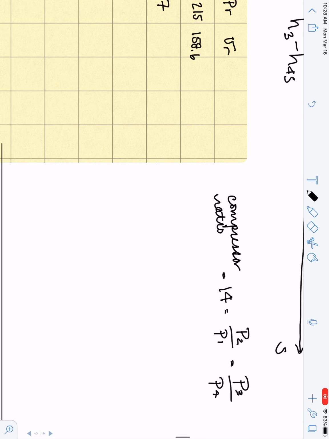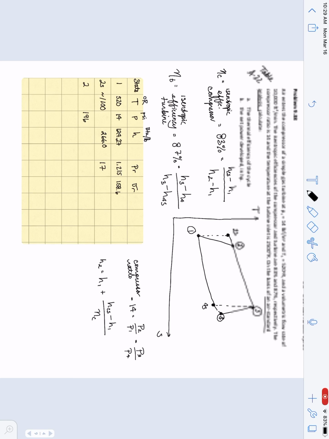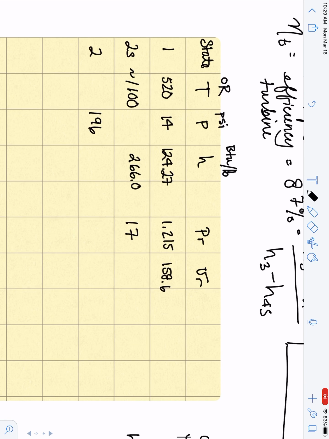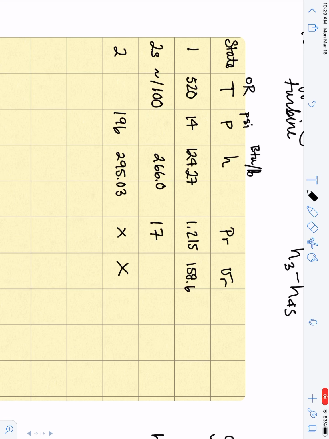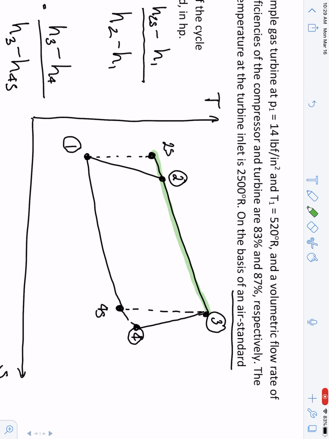I can now come over here and say, okay, for this compressor, using our equation above, h2 is h1 plus h2s minus h1 divided by the compressor efficiency, which was, again, 83%. So h2 is then 295.03 BTUs per pound. This is no longer an isentropic process, so we don't have values for Pr and vr there. If we were asked what the temperature was at that point, it is a little bit off from 1100, but we are working off the assumption that the pressure at both of those is still 196. Remember, when we draw that, this line here is an isobar.